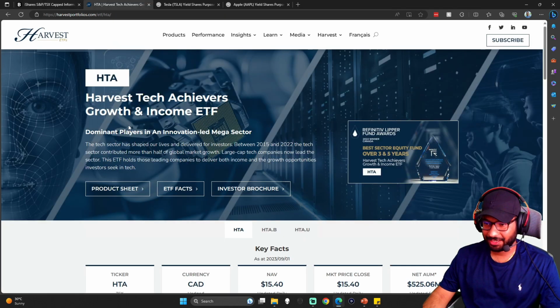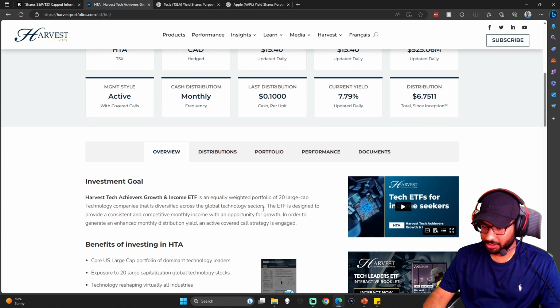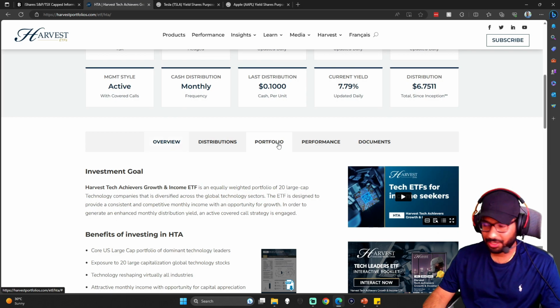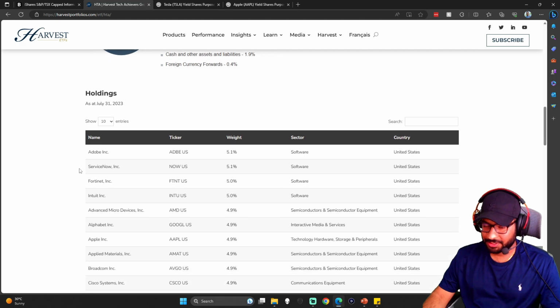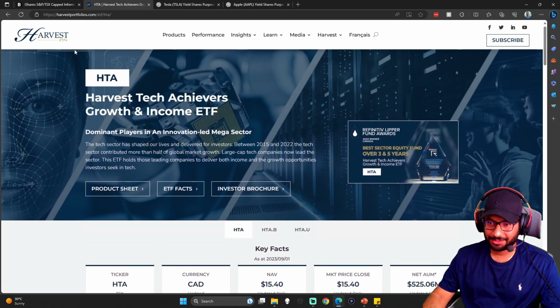The second one is HTA. This ETF tracks the top global technology companies, a growth and income ETF. This ETF does not provide you any dividend, but it provides a good yield of about 7%, and the growth is also awesome. Let me show you the companies in this ETF, you're going to love them as well. You'll see Adobe, ServiceNow, Alphabet, Apple. All these companies are great because I work in the IT field and I really know how good these companies are. We really need all this software and technology. Without that, we can't survive. Amazing ETF from Harvest.